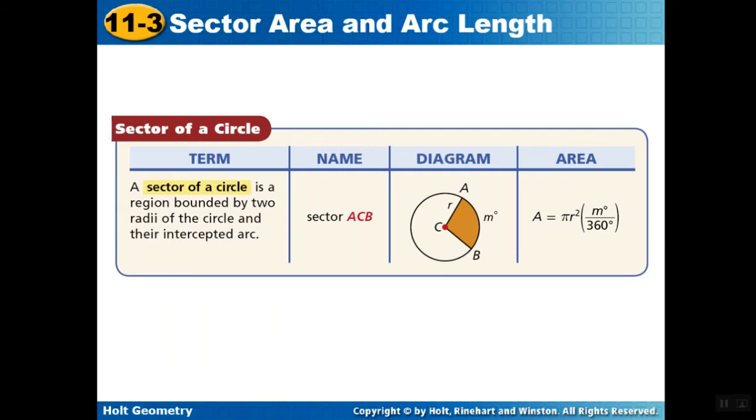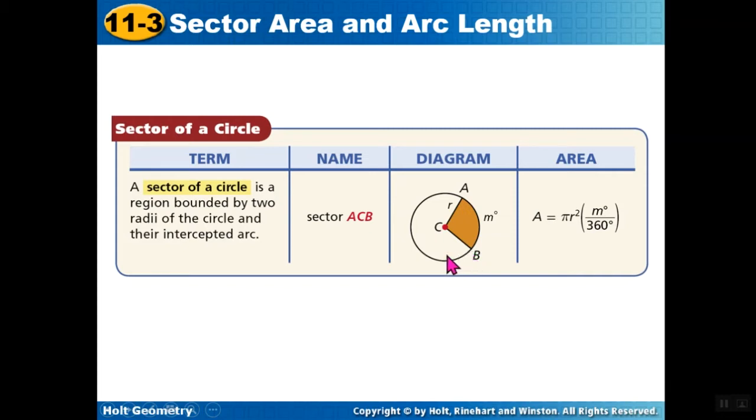So the first one is the sector. What is the meaning of the sector? A sector of a circle is a region bounded by two radii, this radius and this radius of the circle, and their intercepted arc. This intercepted arc, which is AB here. This is the sector ACB.